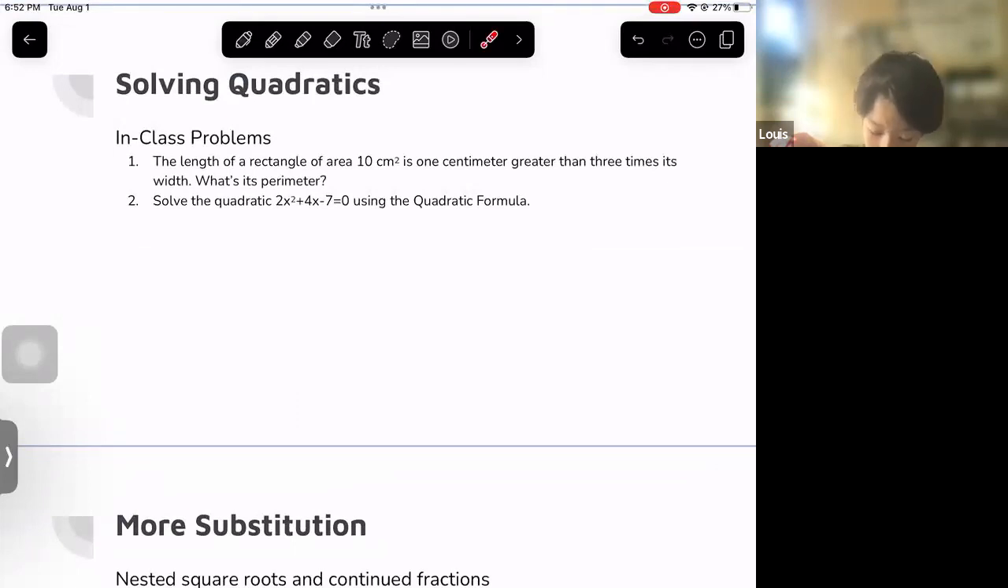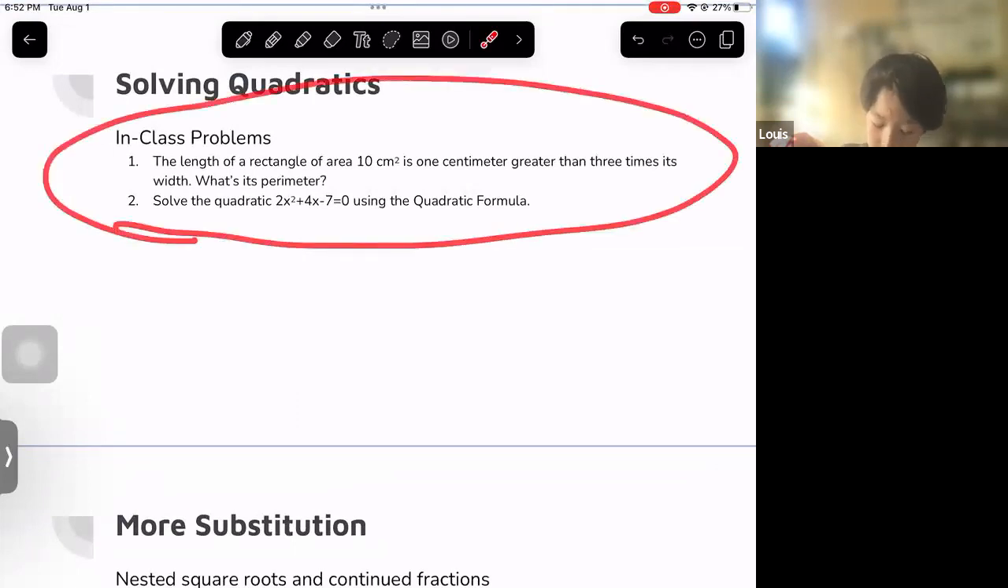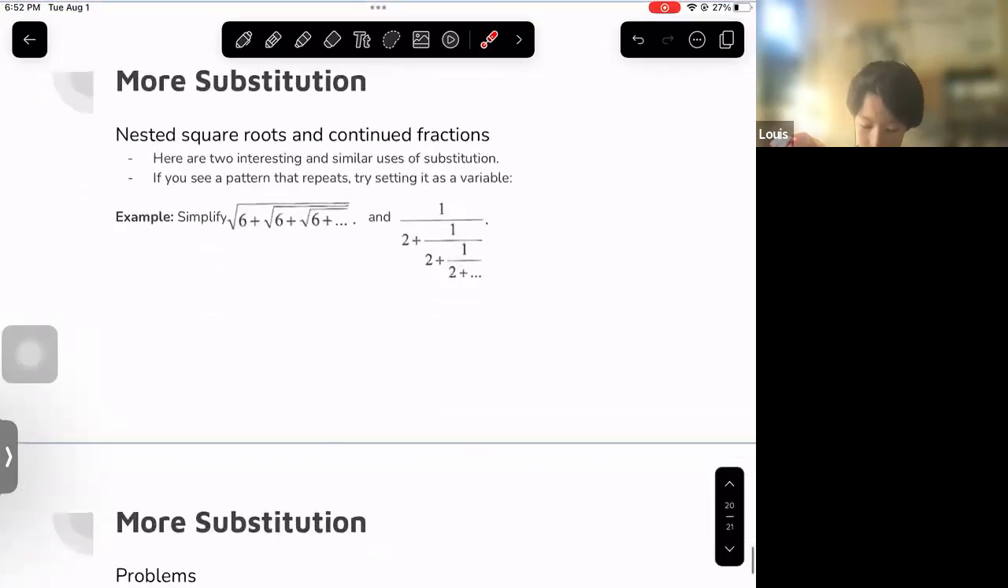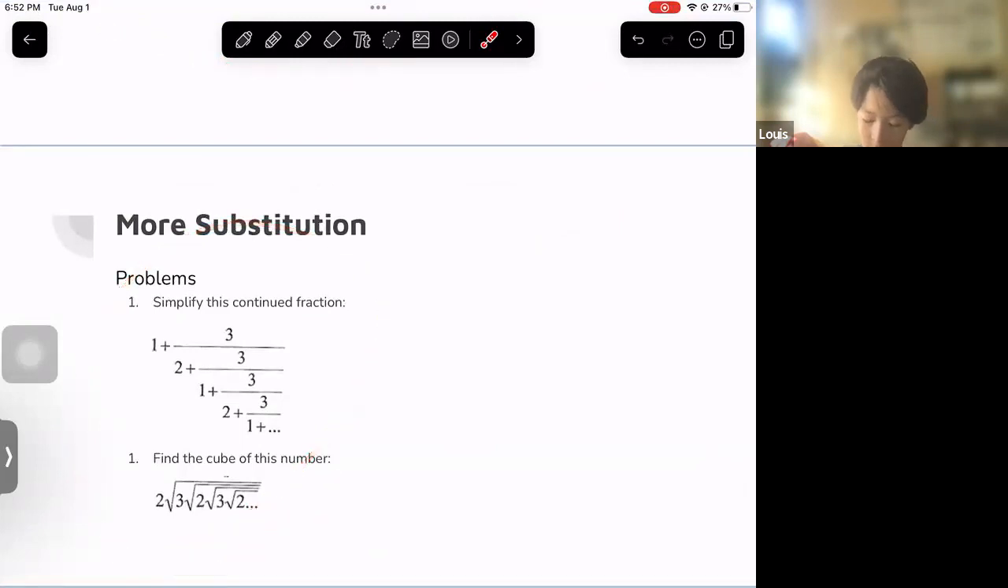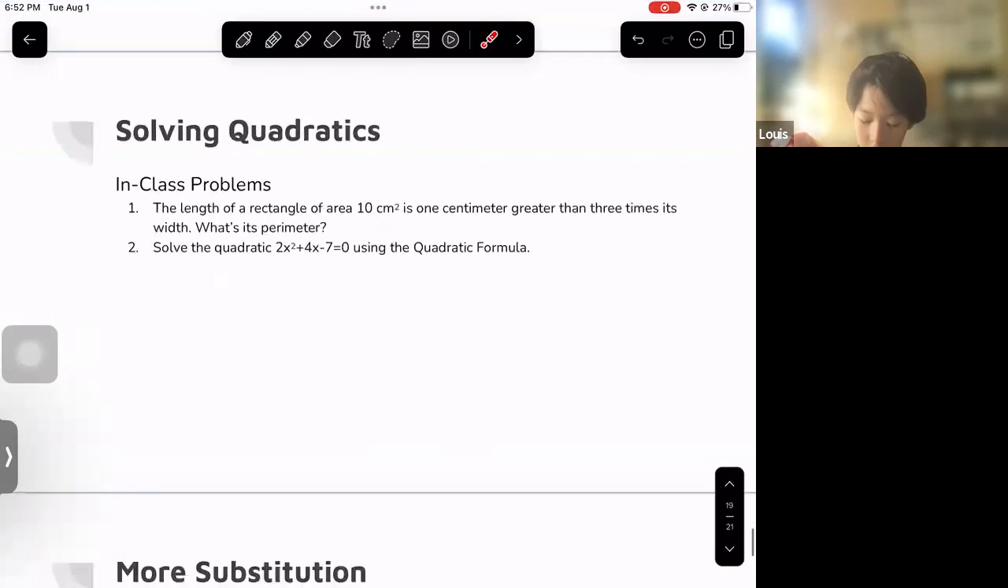I'll give you guys a few minutes to try and solve these in-class problems. And after that, I'll go over this and then have you guys try and do these two problems and class will be done.